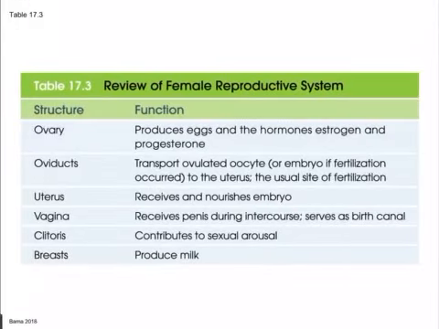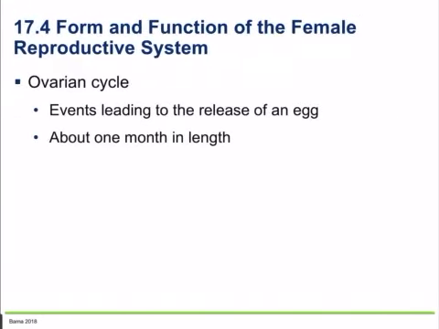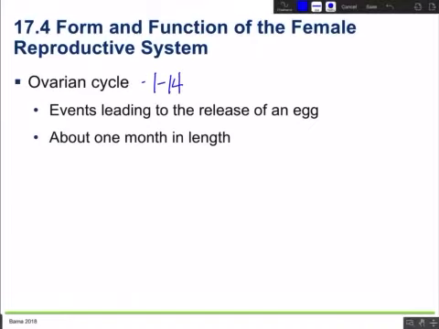Okay, so there's a nice little summary of our organs and their functions. Looking at the ovarian cycle, I told you that females are on a 28 to 30 day cycle. So the ovarian cycle is pretty much from days 1 to 14. On day 14, we release the egg. This term is called ovulation.